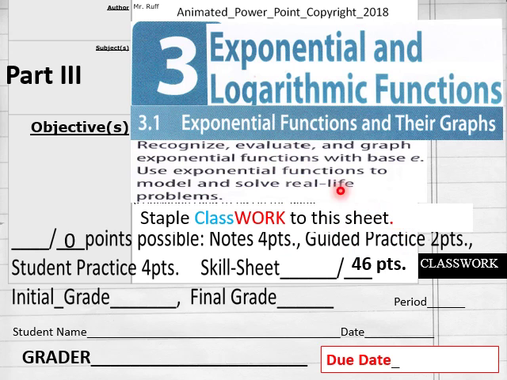3.1 Part 3, we got 46 points here. Classwork, no note-taking here. Classwork guides, when you're doing the lecture, will help you. Email me for that.